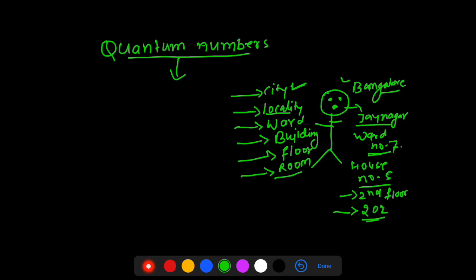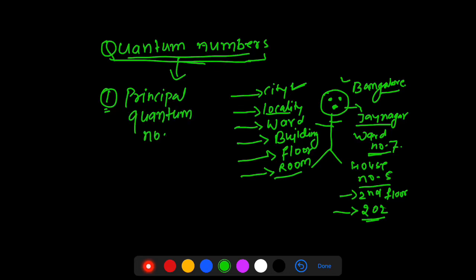In the same way, quantum numbers give us the complete address of an electron in an atom, right? The complete address of an electron will be told by the quantum numbers. Quantum numbers help us to reach a particular electron of a particular atom. There are 4 quantum numbers. We are going to deal with each one of them one by one.